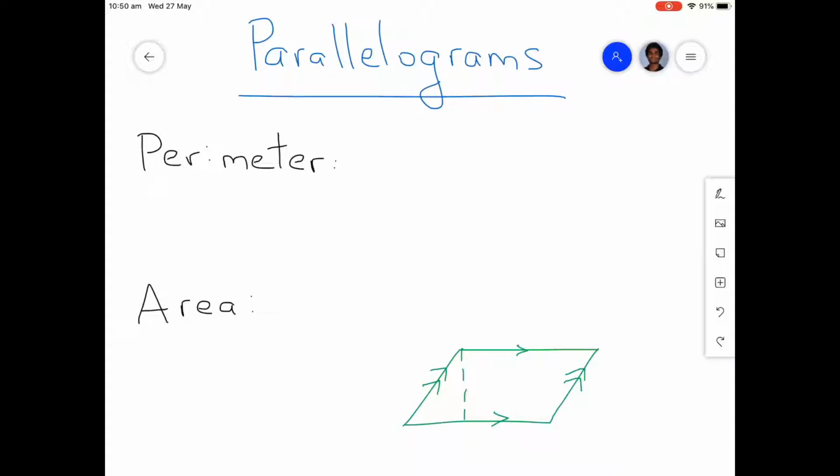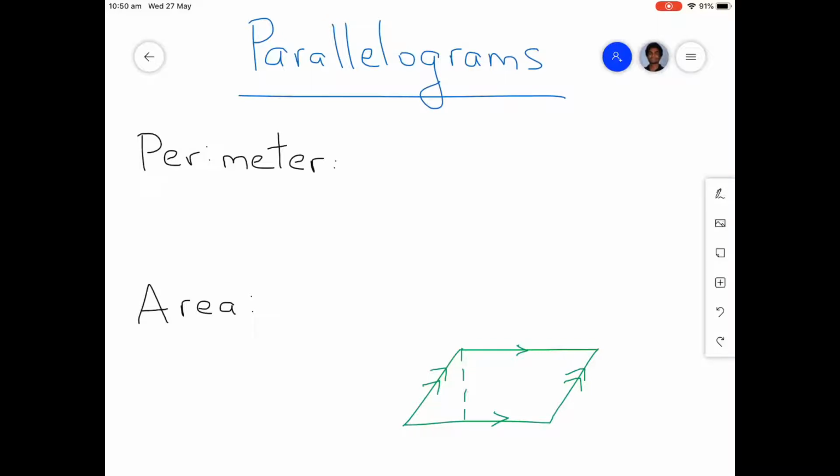That indicates that the top and bottom line are both parallel, so going in the same direction as each other. The other two diagonal lines both have two sets of arrows, so that means that those are the second pair of parallel lines, and they are both going in the same direction as each other.